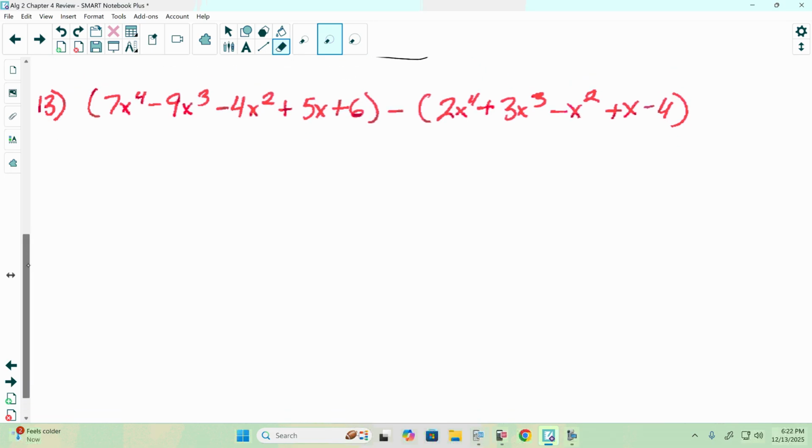And lastly, number 13 on this page here. This time we are subtracting. Now the first set of parentheses, because there is no sign or no number in front of it, it's just going to stay the same. We can just drop those parentheses.